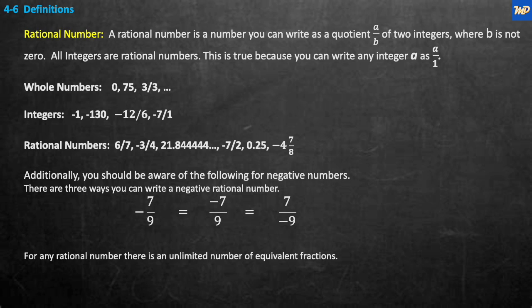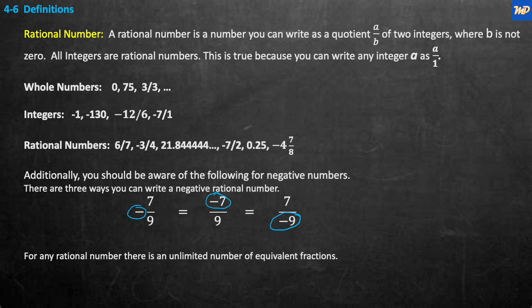There are 3 ways you can write a negative rational number. One is with the negative sign out in front of the fraction. Or you could have the numerator with the negative sign. You could say negative 7 divided by 9, or you could say 7 divided by negative 9. All 3 are legal ways of defining a negative number. But the moment you have a negative sign on the top and the bottom, it becomes positive, because a negative divided by a negative is a positive.